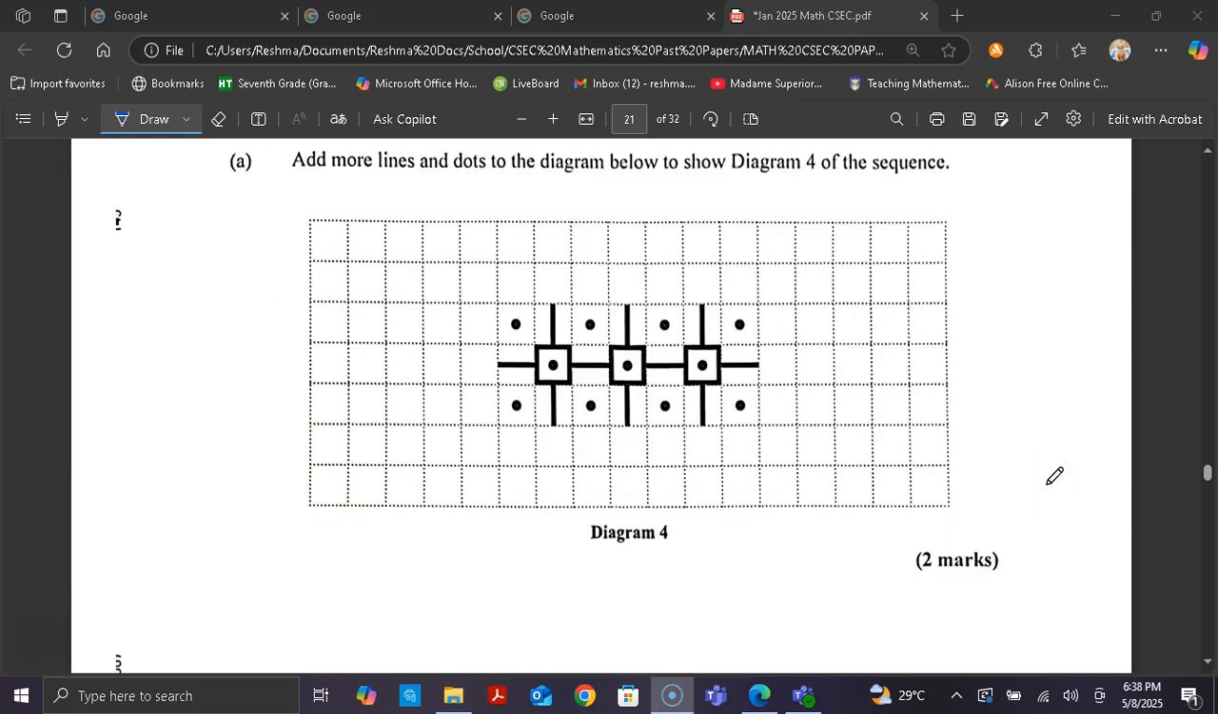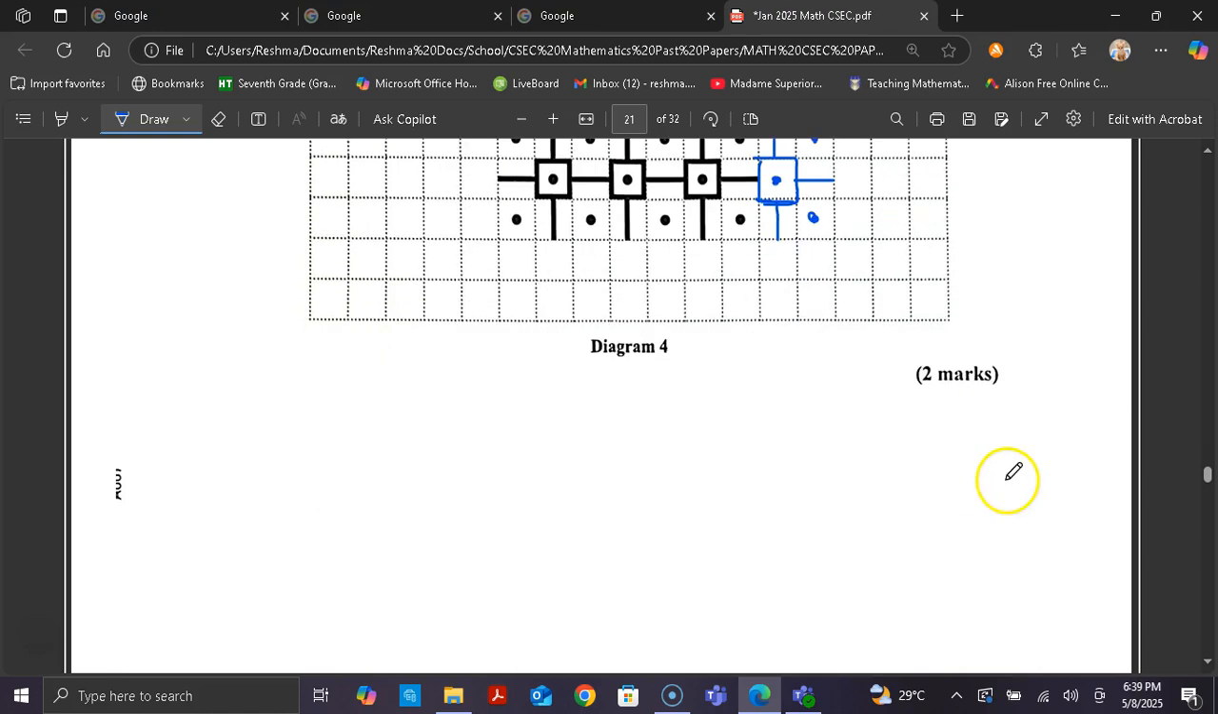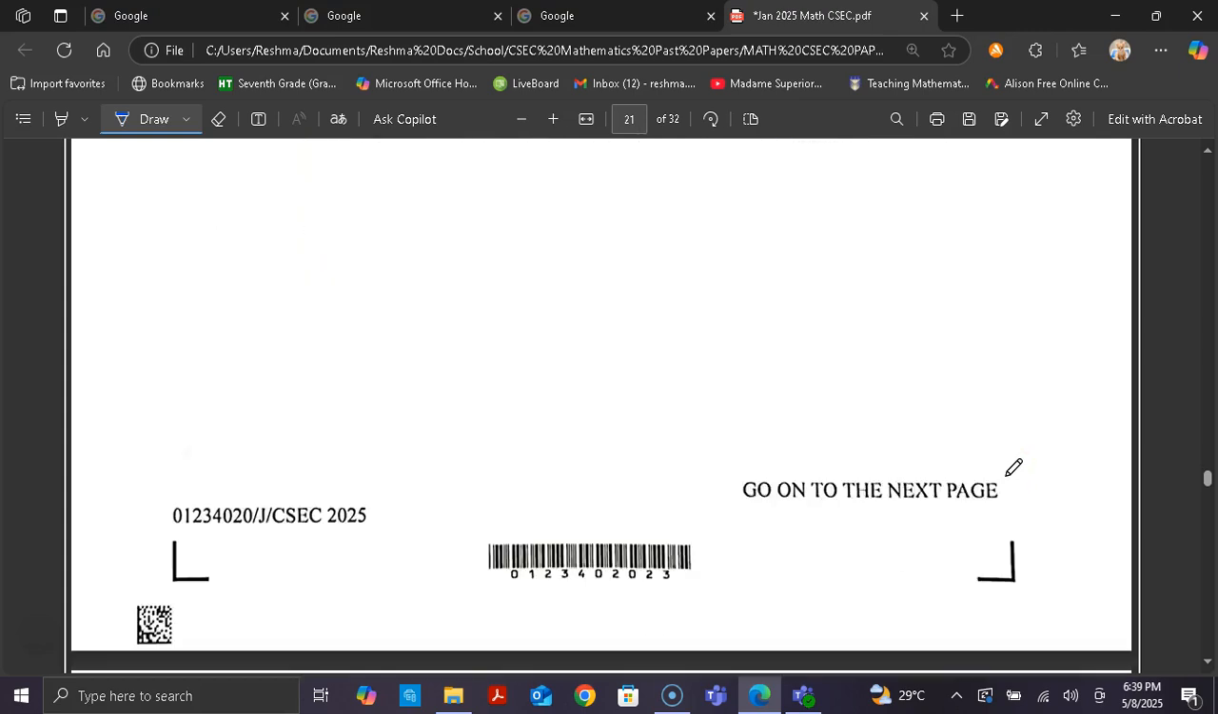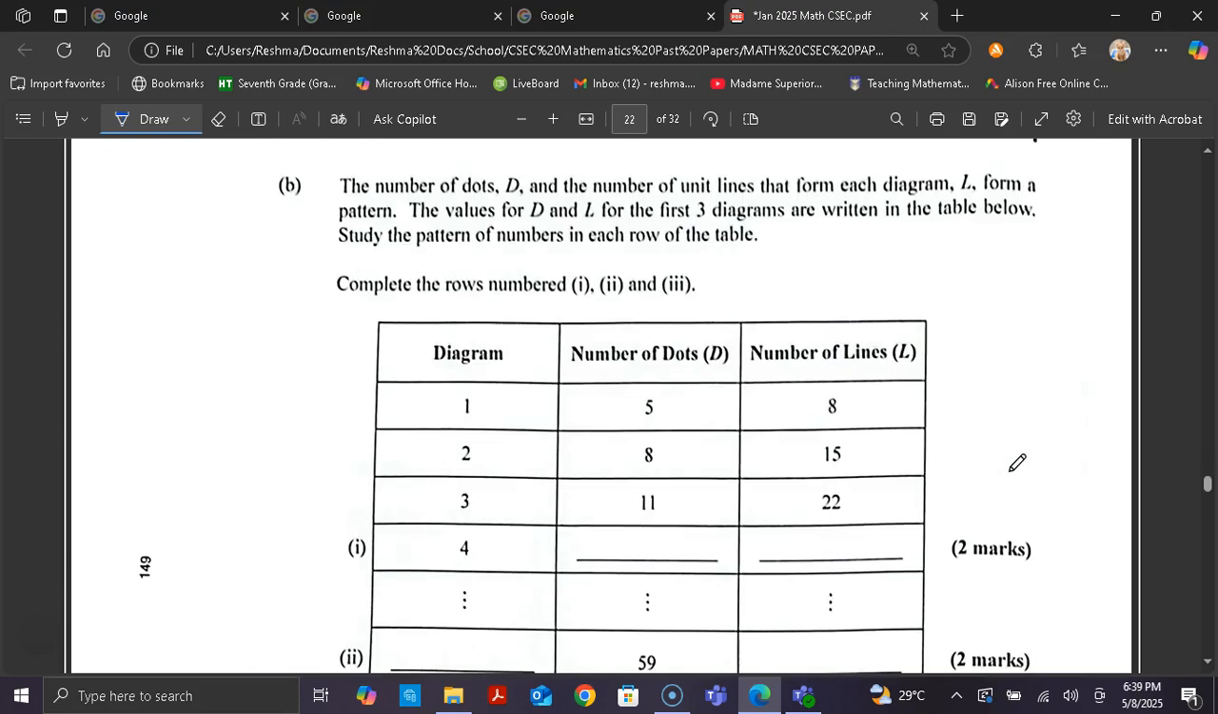So let's complete the diagram. So we're adding a square at the end, placing a dot in the middle, then you have 1, 2, 3 lines coming out from that square, and then you have 1, 2 dots to complete the diagram. Okay, so that's your 2 marks. Let's go on to part B.